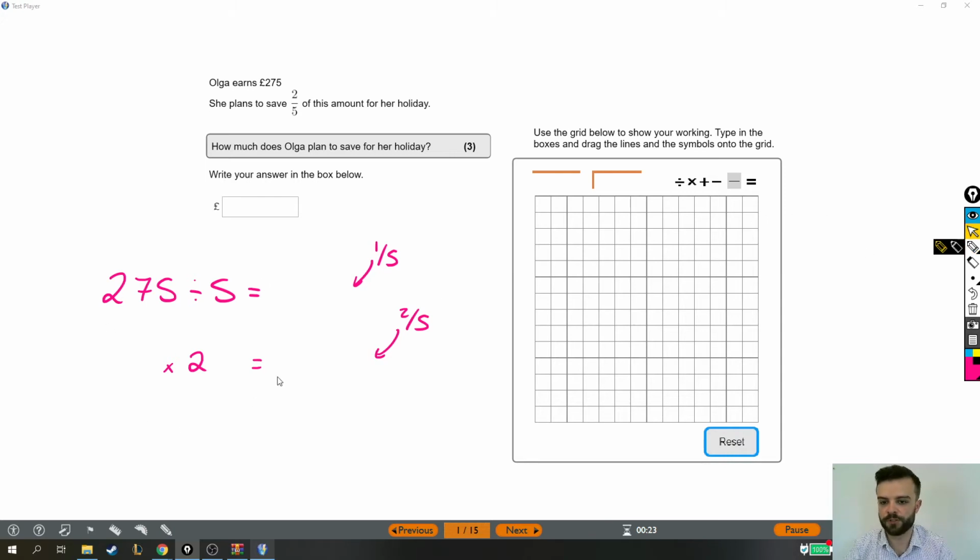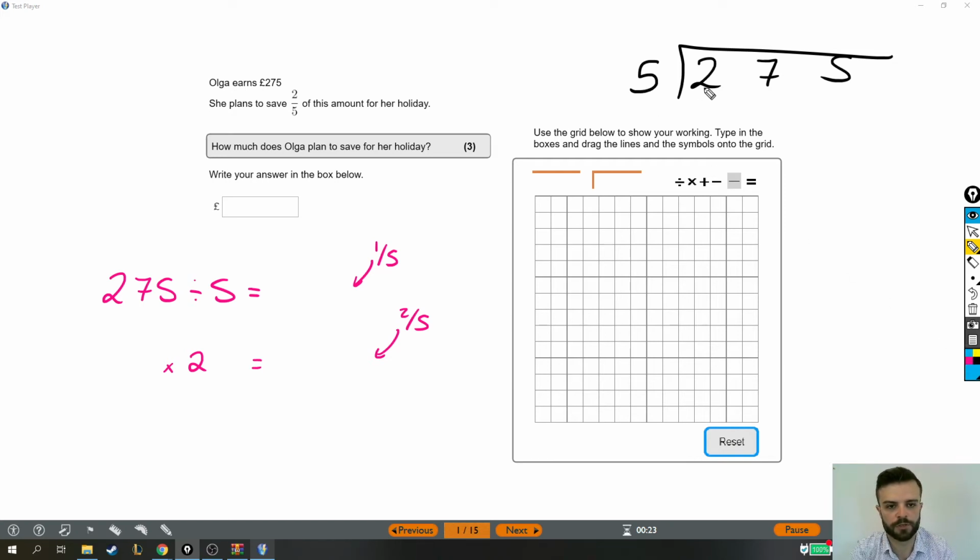And of course, remember, everything we do here, this is the equivalent of you doing it on paper. So we need to make sure it's in this working out box so that we can get marks for it. But 275 divided by 5, that's actually quite tricky right from the beginning. So what we're going to do is bus stop. We're going to put the 275 inside the bus stop and put the 5 that we're dividing by on the outside.